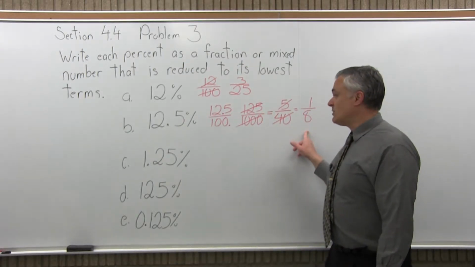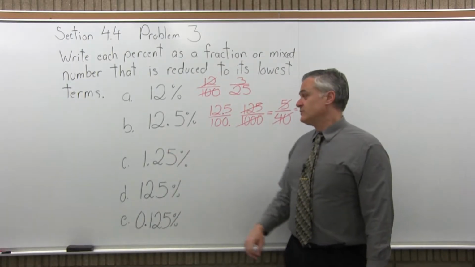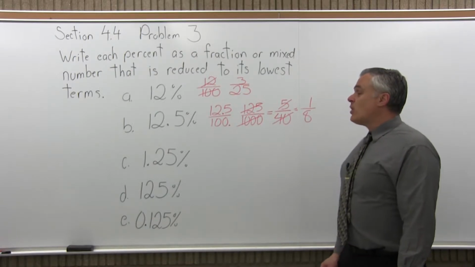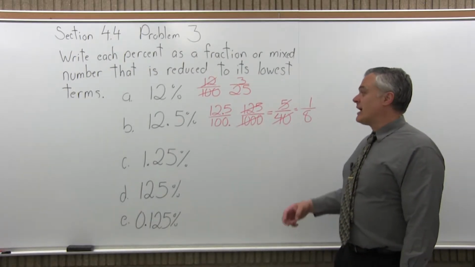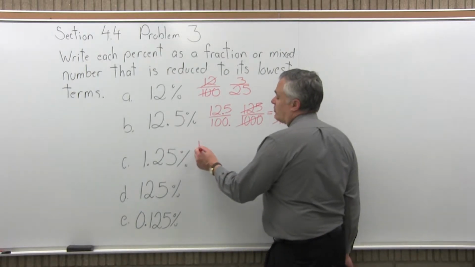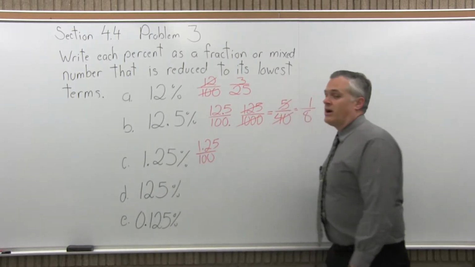1/8 is the fraction equivalent of 12.5%. Now, the next one is 1.25%. Write that as a fraction. So start off the same way. You write the percent in the numerator and you put it over 100. So I have 1.25 over 100.